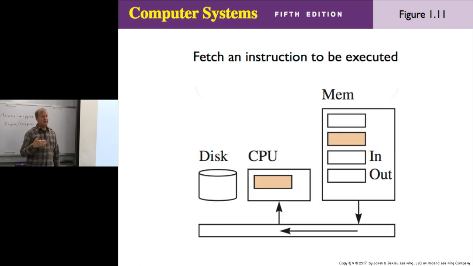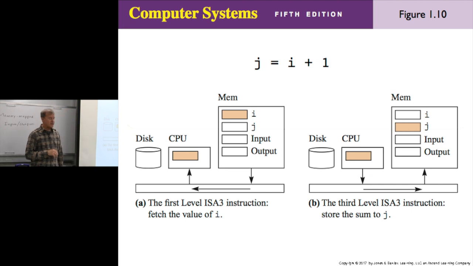And here's another fact. What does main memory store? Here, let's go back to figure 1.10. What are I and J? What are they? They're variables, integer type. Yeah, they're variables. So that's like data, right? But what else is stored in memory? Not only is the data stored in memory, but what else do you suppose is stored in memory?